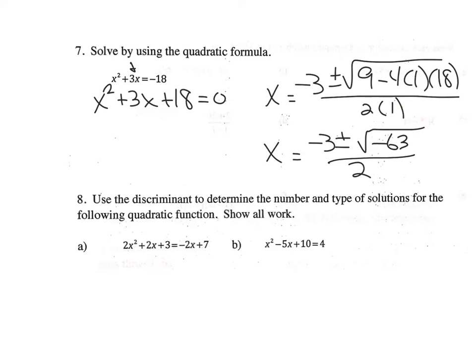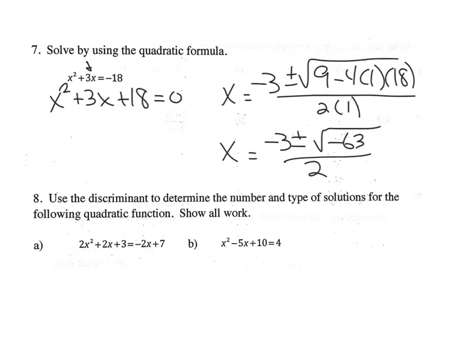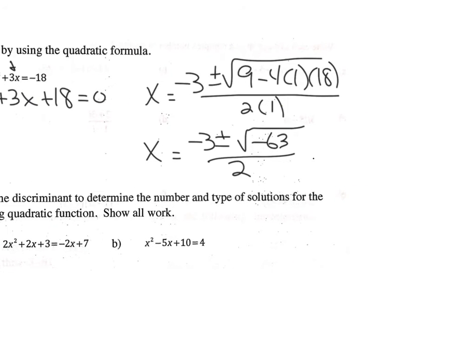And sometimes you're going to be done right there, but obviously we're not this time because there's a negative inside, and we can break that down. So what I'm going to do first is take out the i, plus or minus i on 63 over 2. And I know this. I know 63 is 9 times 7. So I'm going to have 3 plus or minus.